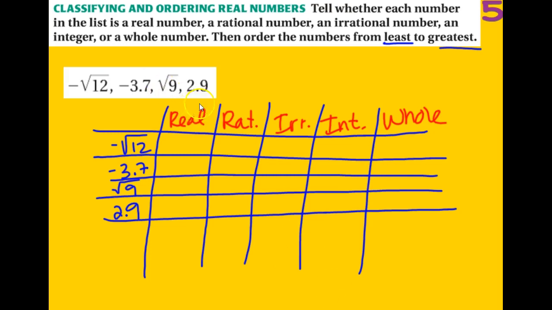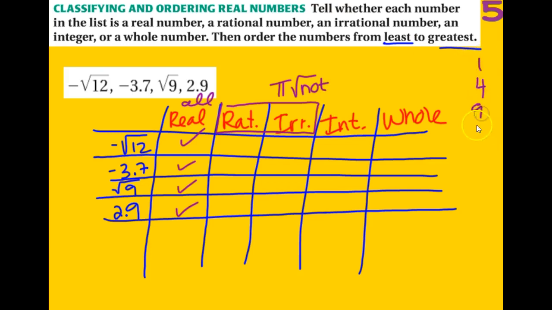So remember, our real numbers are really all of our numbers. We don't have fake numbers, they're all real. Then we have rational or irrational, and they can't be both. Irrational numbers are just pi and square roots that are not perfect squares. Remember, our perfect squares are like 1 times 1 is 1, 2 times 2 is 4, 3 times 3 is 9, 4 times 4 is 16. These are our perfect squares. They would go on and on, looking at your multiplication table as well.